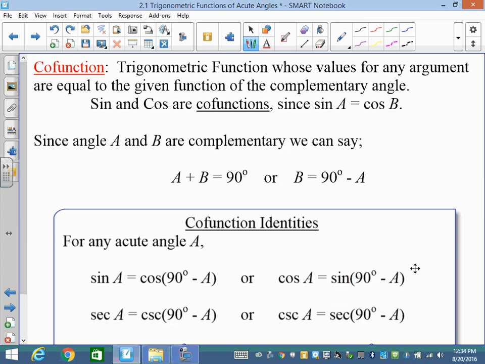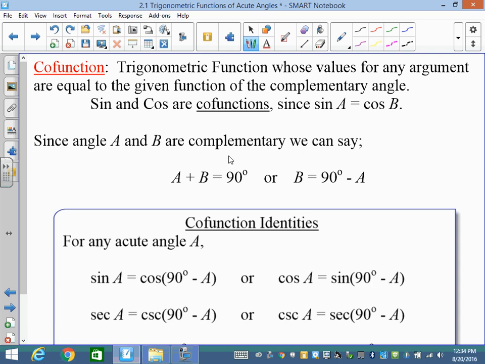Okay, and welcome back to part 2 of 2.1 trigonometric functions of acute angles. Cofunction: a trigonometric function whose values for any argument are equal to the given function of the complementary angle. So sine and cosine are cofunctions since sine of A equals cosine of B. Say A is 40. If you know the value of sine of 40, then you're going to know the cosine value of 50 because they will be the same.